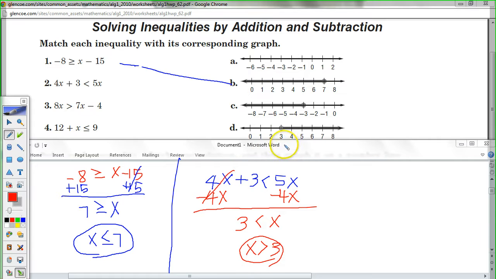Okay. So right here is x. Remember that greater sign, it's kind of pointing to the right. So it's going to be going to the right. So your 3 is circled. It's not shaded in because it doesn't have an or equal to sign. It's just greater. So 3, circle, and going to the right. So there's number 2 matching up with graph letter D.